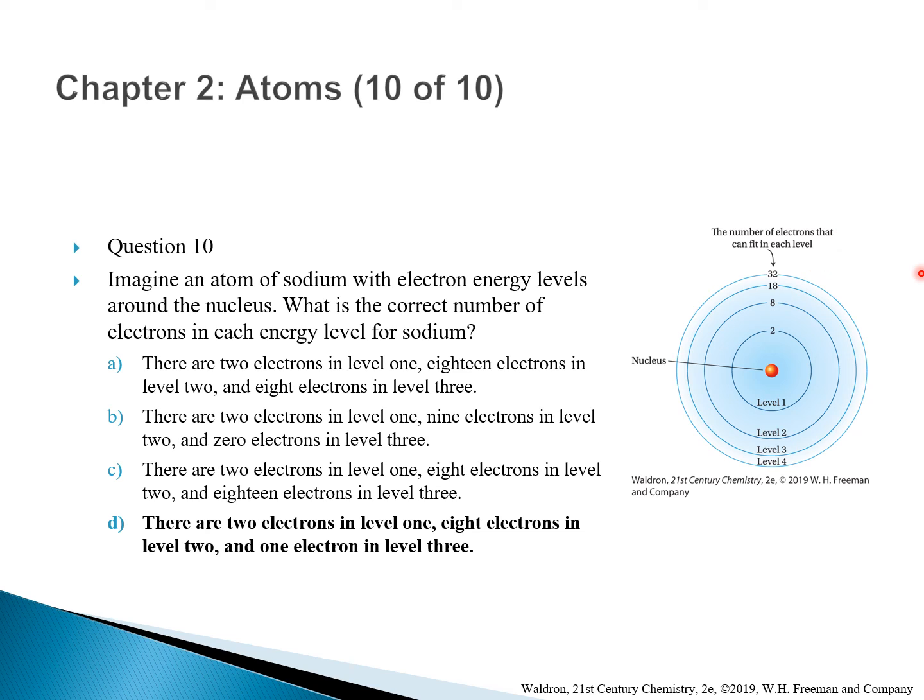So, you're first going to locate sodium in your periodic table. You can find it is atomic number 11. It's sodium. So, that tells you sodium has 11 protons and 11 electrons. Next, you're going to place 2 electrons into your level 1, and then place 8 into level 2. You only have 1 more electron to go out of the 11, so you're going to place it in level 3. That will give you the correct choice as D.